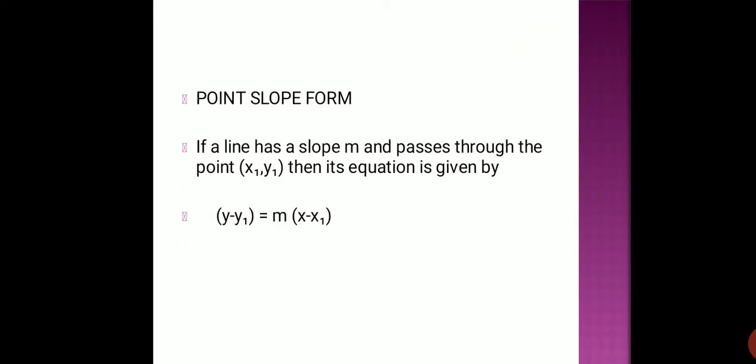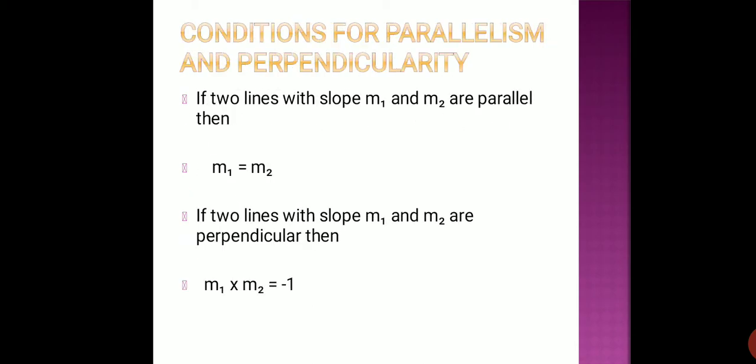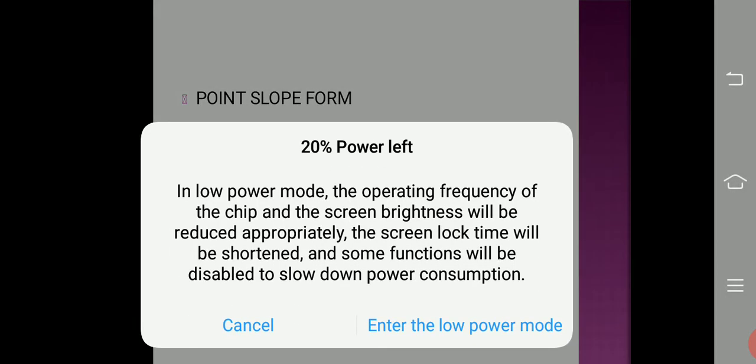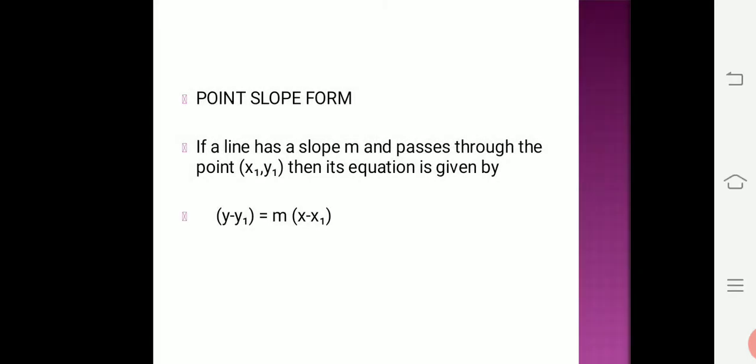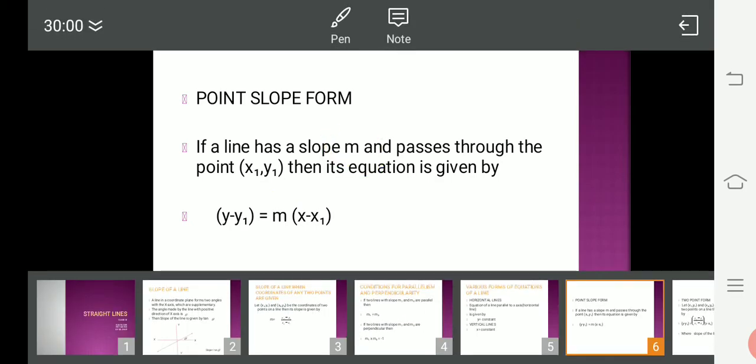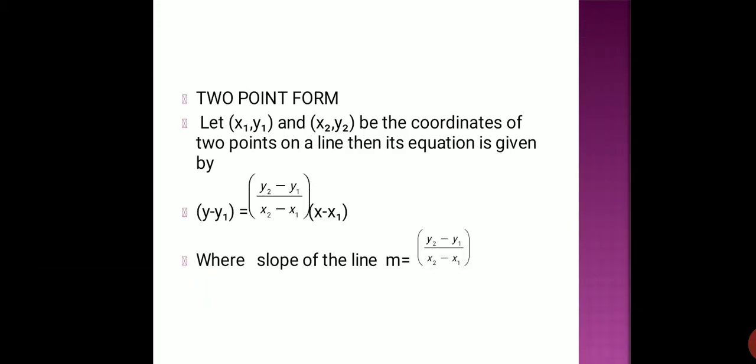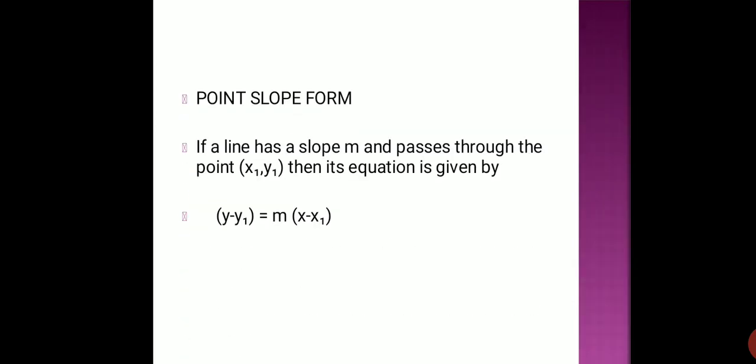The next is point slope form. If a line has a slope m and it passes through the point x1, y1. As the name suggests, point slope form. There must be point, there must be slope. These two things should be given. So point here given is x1, y1 and the slope given is m. So what will be the equation? Y minus y1 is equal to m into x minus x1. Here m is the slope and x1, y1 are the coordinates of the given point. And x and y are the coordinates of a general point.